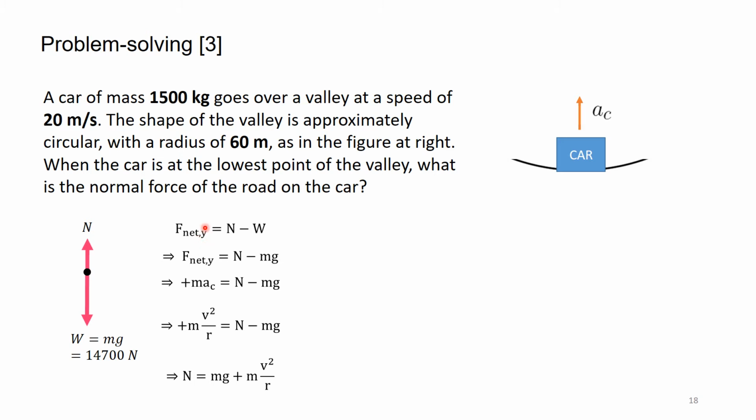You write down net force equals normal force minus weight, and then replace the net force with mass times acceleration. This time you plug in a positive acceleration because the acceleration is pointing up. Then replace the acceleration with v squared over r because it is the centripetal acceleration. Rearrange, and you get normal force equals mg plus mv squared over r. Then plug in the numbers for mass, g, v and r. We get 24,700 newtons.